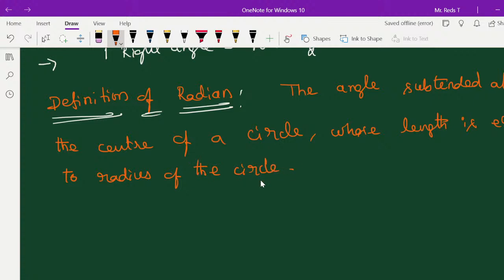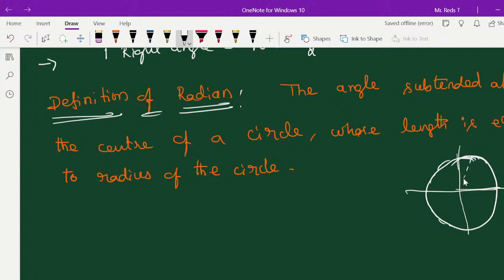So a radian is the amount of angle subtended at the center of a circle. You can take it pictorially also like this. Let us say this is a circle. This is one diameter, this is another diameter, so this is one quadrant. About quadrants we'll discuss later. Somewhere here, consider a small part of the arc.